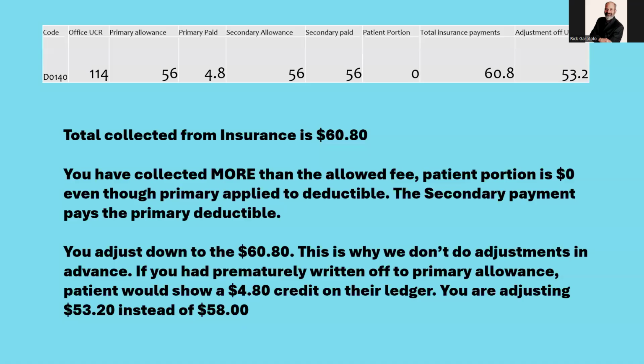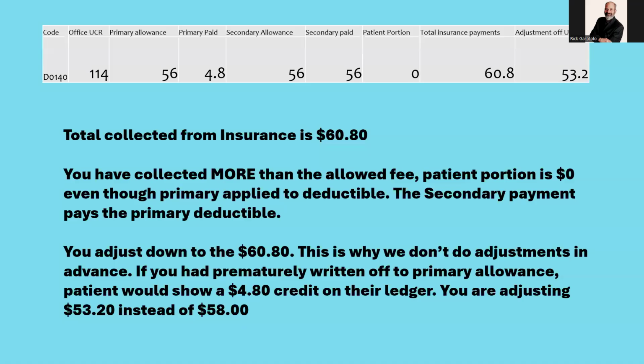Now, if you had prematurely written off down to that $56 primary allowance and you didn't catch it, this patient would now have a $4.80 credit on their ledger, because we're adjusting to 53.20 instead of 58. If you had prematurely adjusted a $58 adjustment, gone down to 56, this patient would have a credit on their account. And then they're going to look at that and they're going to go, I want my $4.80, because you missed doing the debit adjustment.